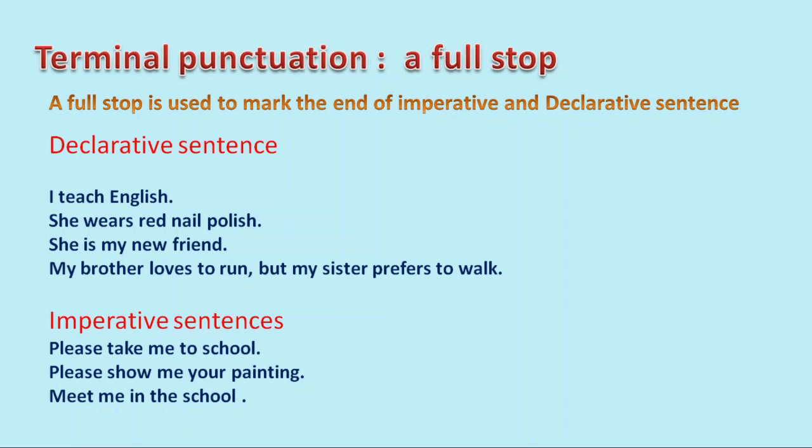A full stop is used to mark the end of imperative and declarative sentences. Let us see the example. Declarative sentences: I teach English. She wears red nail polish. She is my new friend. My brother loves to run, but my sister prefers to walk. Now these sentences are called declarative sentences as they declare something. They give us some information, and at the end of each sentence you see a full stop.